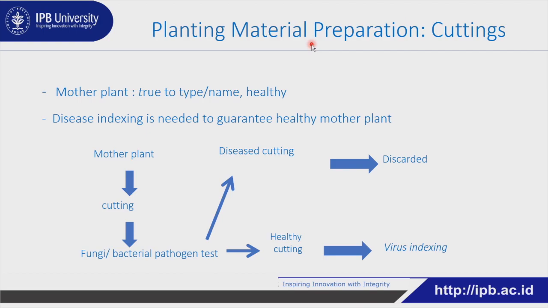And sometimes disease indexing is needed to guarantee a healthy mother plant, but not for all plants. Of course, for chrysanthemum, for instance, disease indexing is needed. Also for potato and so on. So this is the mother plant. We can do cutting, and then after that, we test for fungi and bacteria, and if it's proven to be diseased, it can be discarded, just thrown away. And the healthy cuttings from the first test will continue with virus indexing.